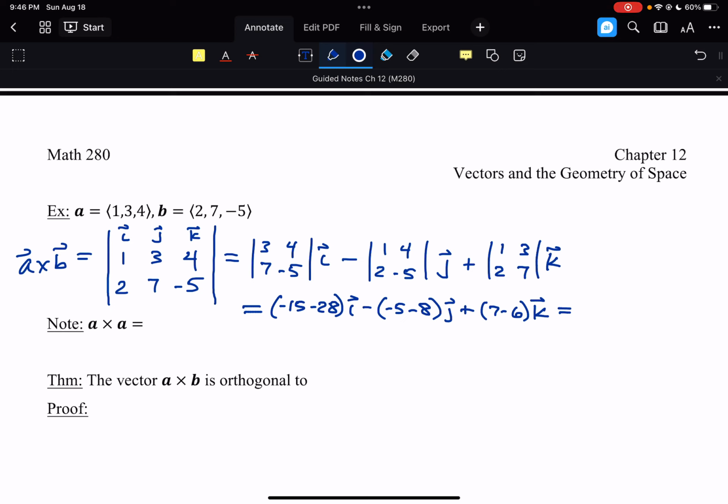So we're just going to end up with negative 43i. Let's see, this is negative 13, but then we do a minus of that. So that's going to be plus 13j, and then plus just 1k, or just k. And that vector is the cross product of those two, A and B.